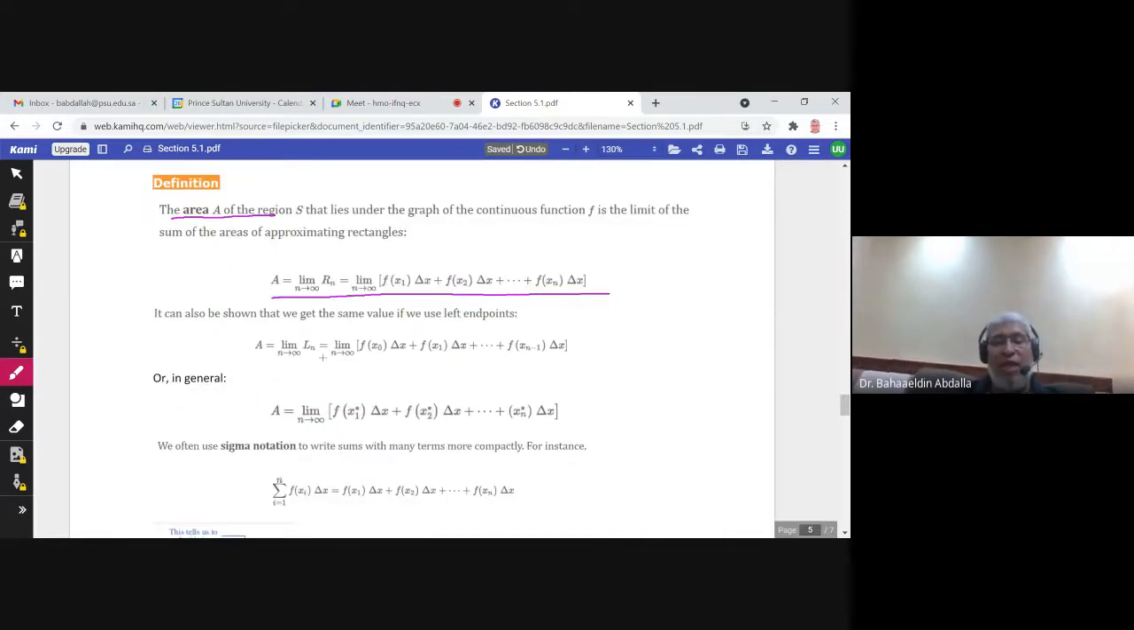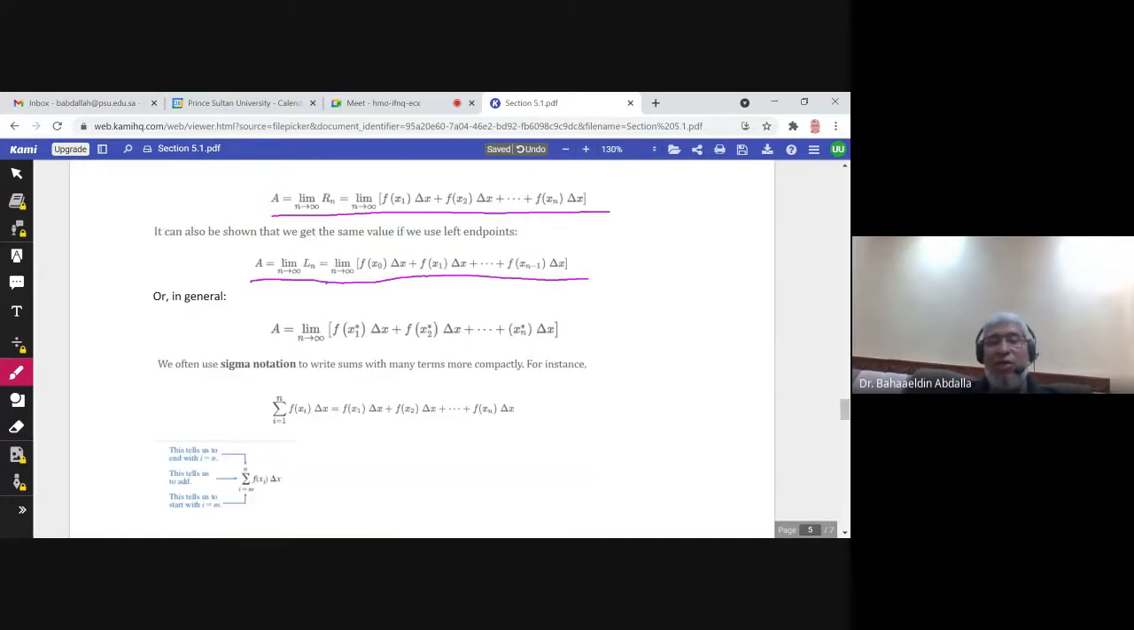If you use the left endpoint Ln, you will get the same result. It would also give you the area, but notice that you will not start by f of x1, you will start by f of x0 because you take the left endpoint. So you start from x0 and you end up at xn minus 1, not xn. Okay, so this is when you use the left endpoints.